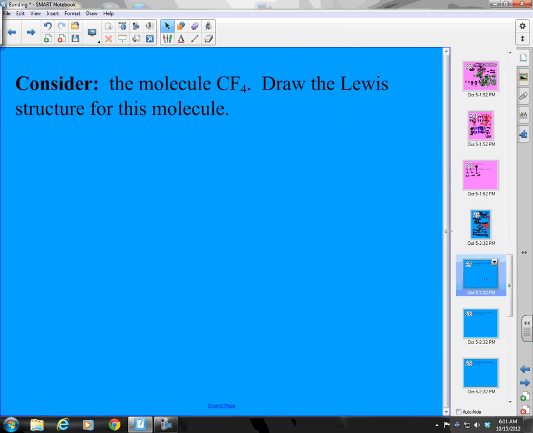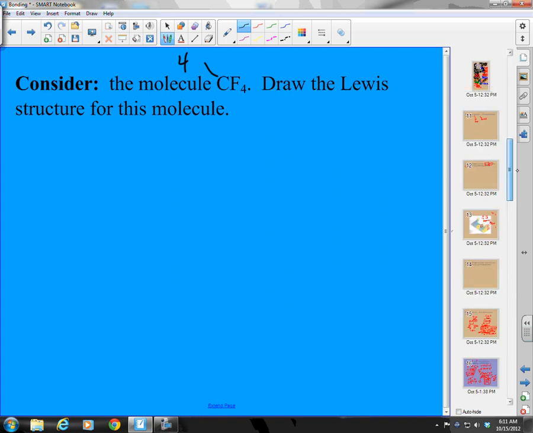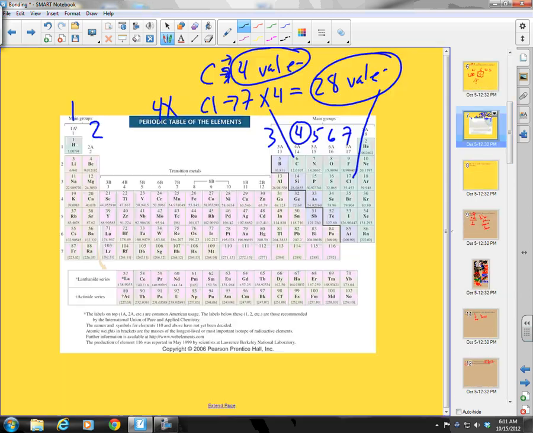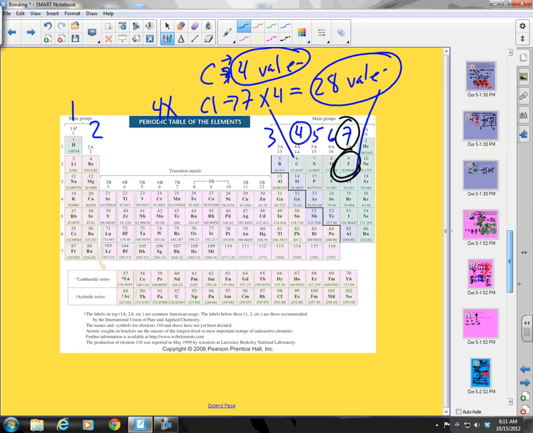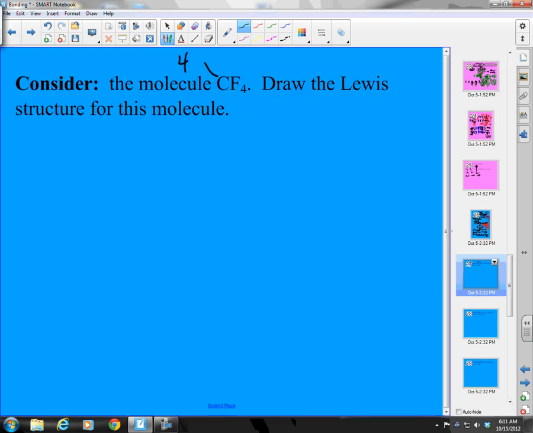All right, let's see if you can do one. You guys do carbon tetrafluoride, and then we'll call timeout for the day. All right, what did you do with carbon tetrafluoride? What's the first thing we do? Count valence electrons. Well, we know carbon has 4. Let's go up to fluorine on our periodic table. How many valence electrons does fluorine have? 7. Sorry, I just can't read.